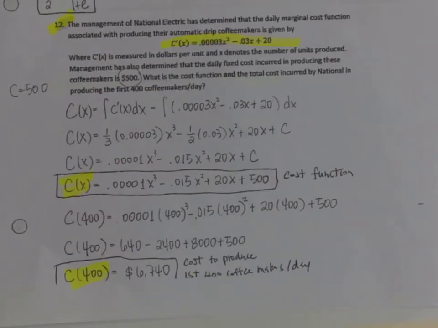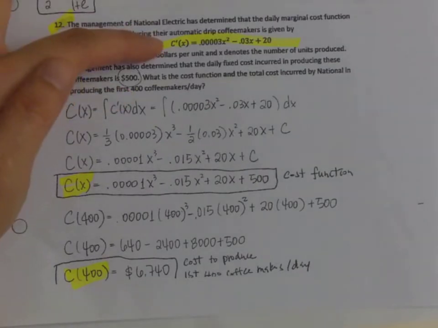If you look at your paper reviews, number 12, look at your solutions. You may have questions like this on the test, where they give you a marginal cost function and you need to find the cost function, and they give you the price of the machines, and also ask the cost to produce 400 units.